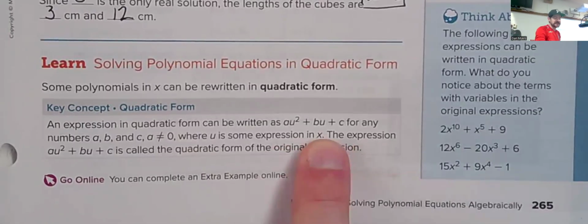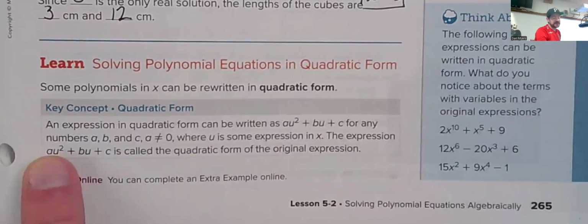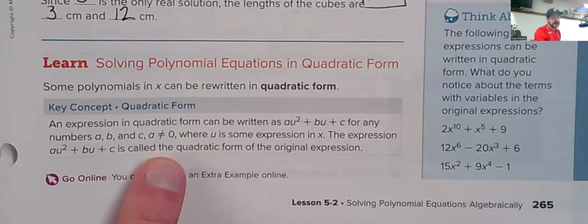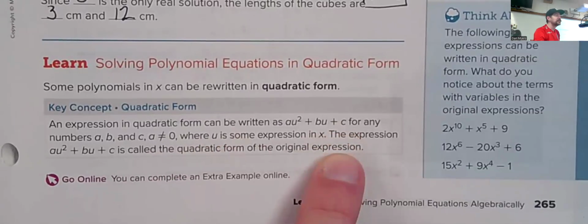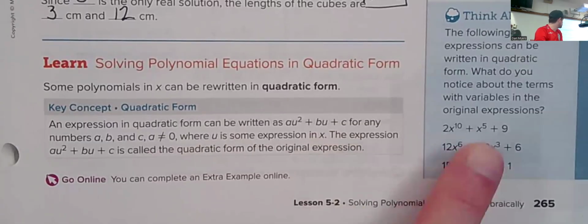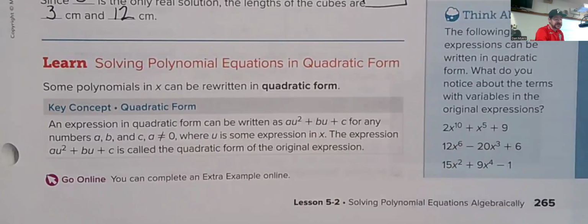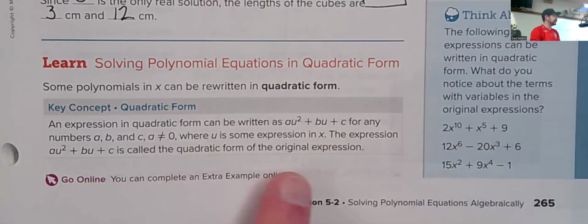It just doesn't use x, it uses u instead, which is a little bit weird. For any numbers a, b, and c, where a is not equal to 0, u is some expression in x. Basically, what happened is something that had x was then substituted out and replaced with u. That's what's happening here, and I'll show you with these ones in just a second. The expression au squared plus bu plus c is called the quadratic form of the original expression.